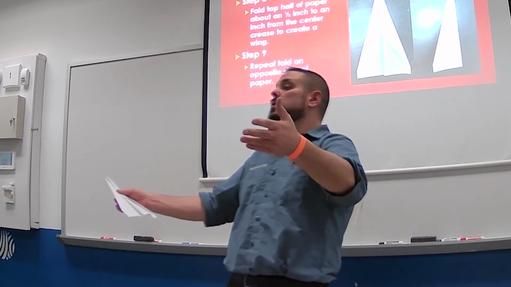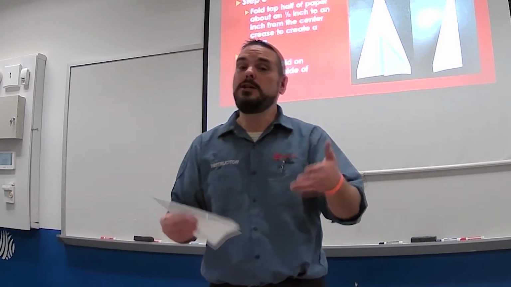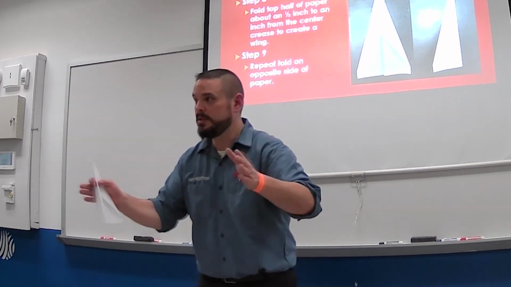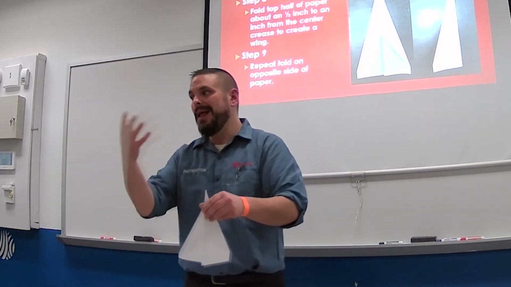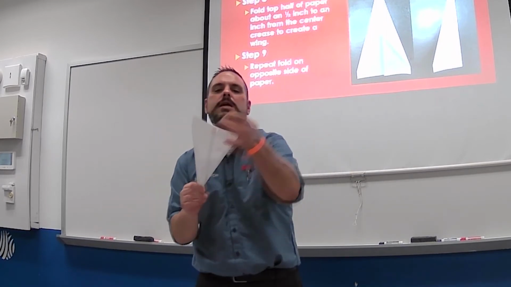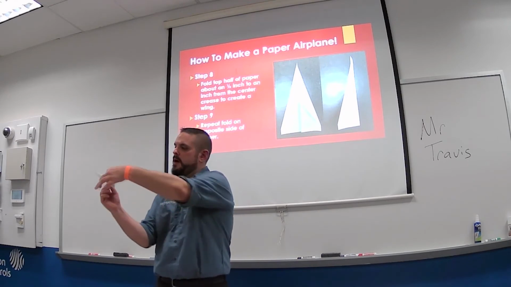Now, how big should your wing be? Should you only make a half inch? Should you only make a quarter inch? Should you make an inch? Should you make an inch and a half? I mean, the options are endless. You decide, and it's trial and error. I like to do right around an inch. So we're going to fold that, nice crease. Don't paper cut yourself, those hurt. So there we have our nice first crease.